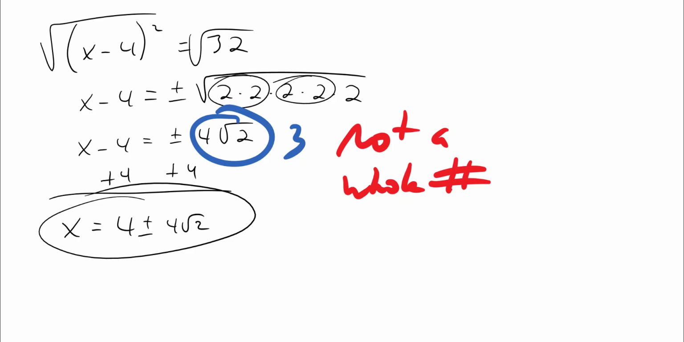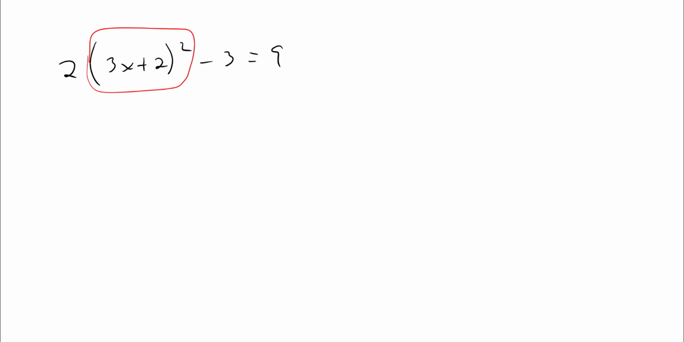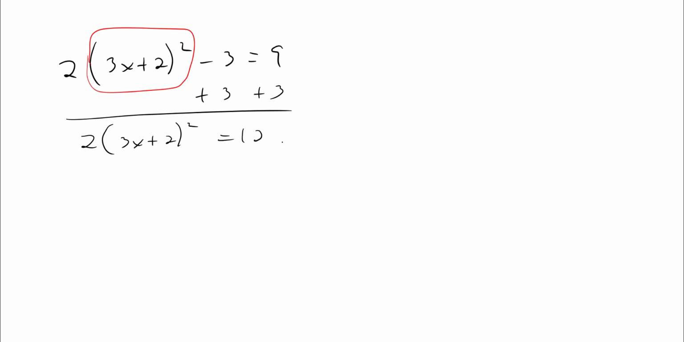Okay, I've got about 3 more problems to do with you guys. Just problems that get a little progressively more difficult here. So 2 parentheses 3x plus 2 squared minus 3 equals 9. So I'm going to solve for that. I'm solving for this, guys. So what you're going to do, just like with an algebra problem, is add 3 first to both sides. So 2 parentheses 3x plus 2 squared equals 12.